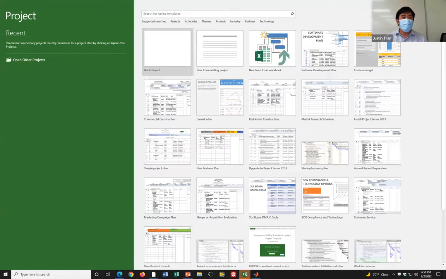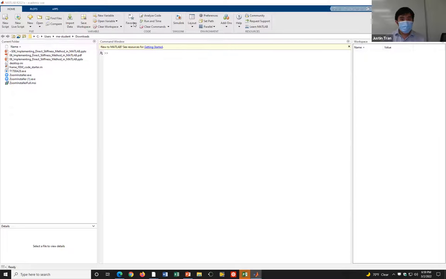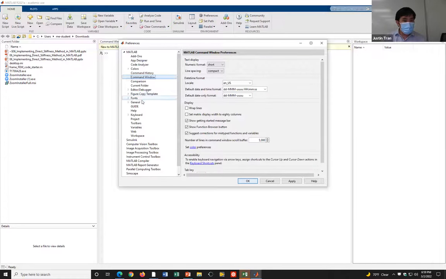Let me increase the font of MATLAB. How is this project? Preferences.